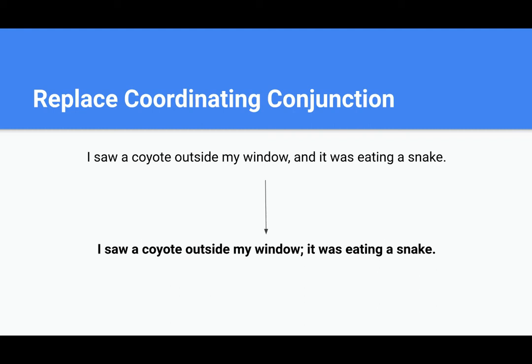The sentence is perfectly fine. However, you don't necessarily need this coordinating conjunction, the and. So to get rid of the coordinating conjunction, all you do is take the comma and the and you replace it with a semicolon. And again, that's a perfectly acceptable way of writing this sentence. I saw a coyote outside my window, semicolon. It was eating a snake. So instead of the comma and, all you have is a semicolon and then the rest of that independent clause. A lot of the questions on that worksheet deal with this type of example.